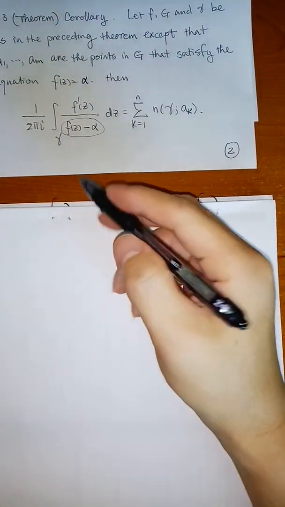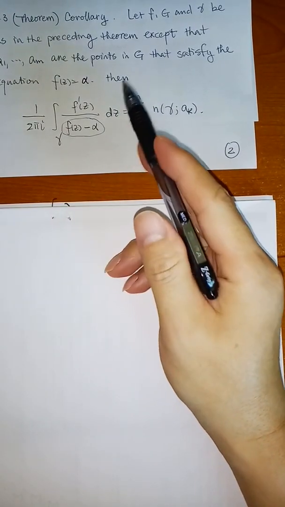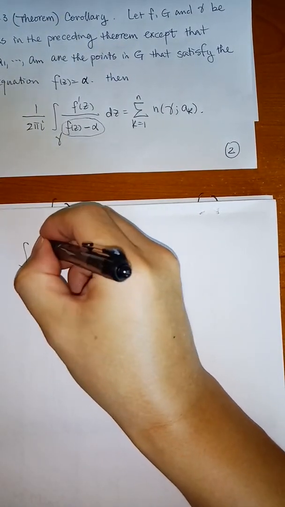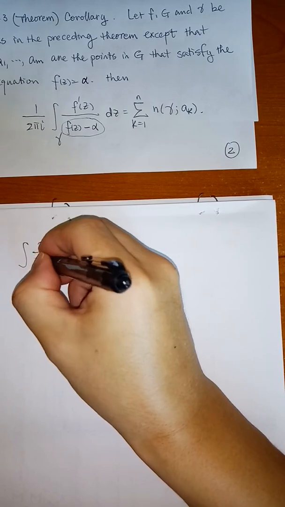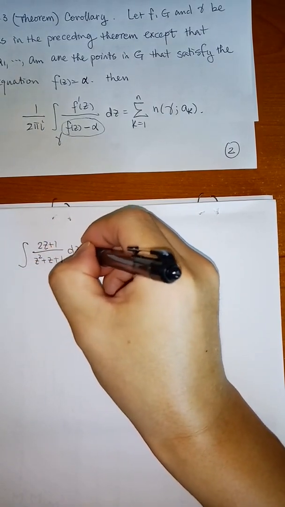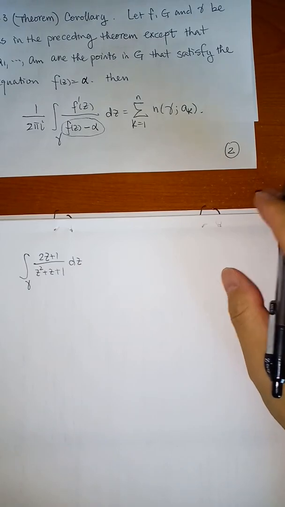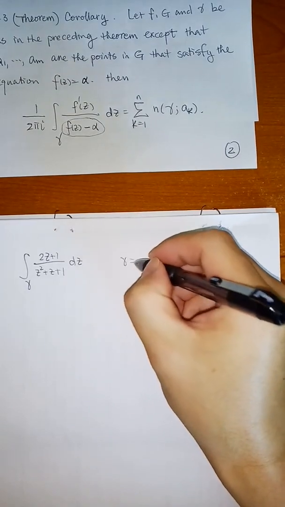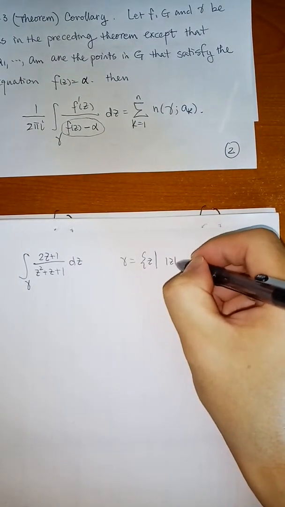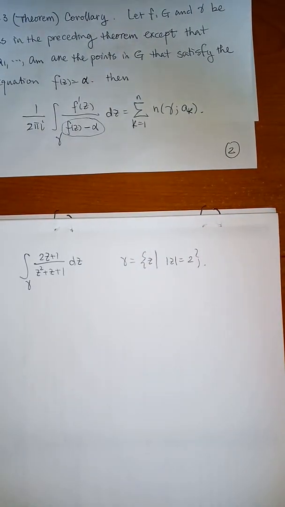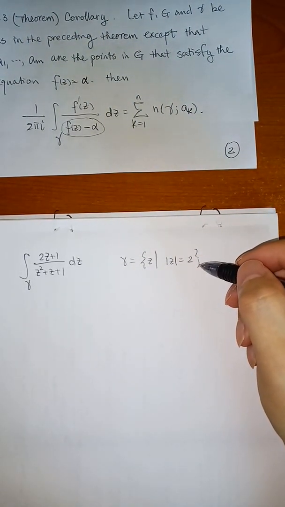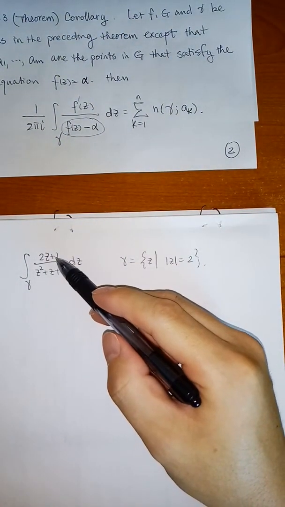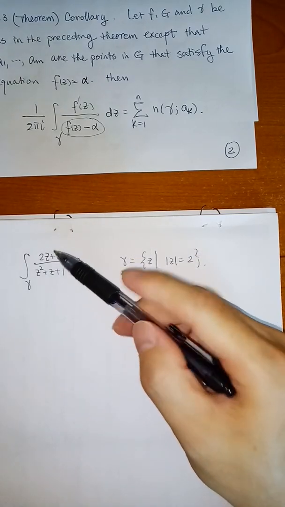Okay, so now let's use the theorem to compute some integral. Assume we have the integral of 2z plus 1 over z squared plus z plus 1, where gamma is a circle centered at the origin with radius 2. First, the numerator is the derivative of the denominator, so f prime over f.